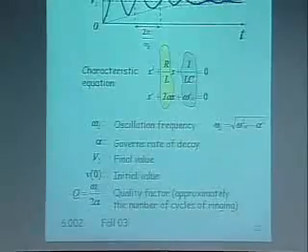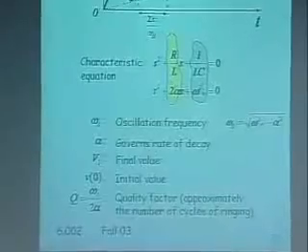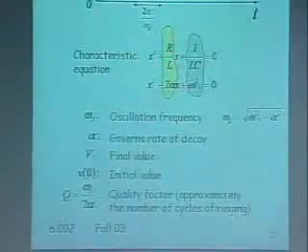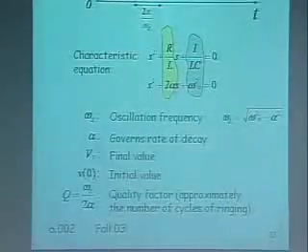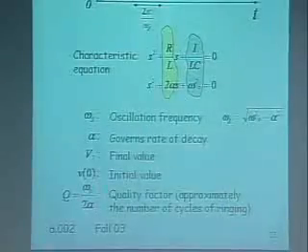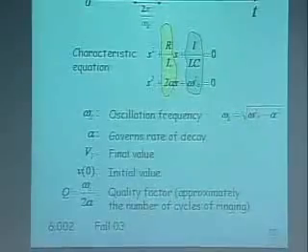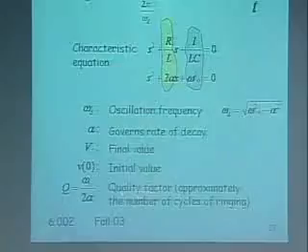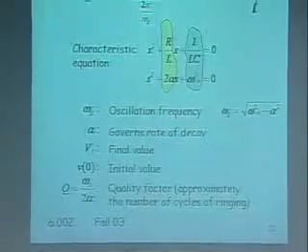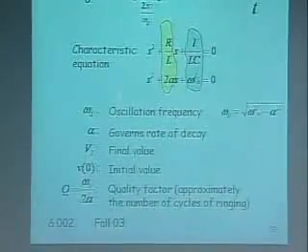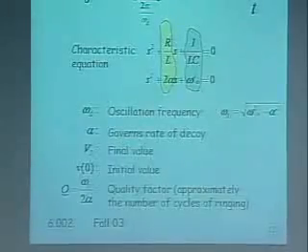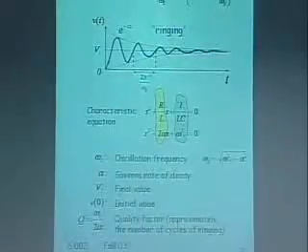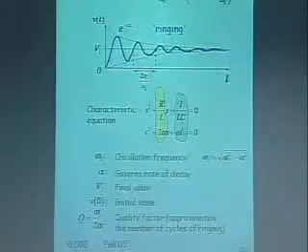Okay, some of you may have heard the term, oh, that's a high Q circuit. Q is an indication of how ringy the circuit is. And Q is defined as omega naught by 2 alpha. It's called the quality factor. And it turns out that Q is approximately the number of cycles of ringing. So if you have a high Q, you ring for a long time. If you have a low Q, you ring for a very short time. That's called the quality factor, defined by omega naught by 2 alpha.